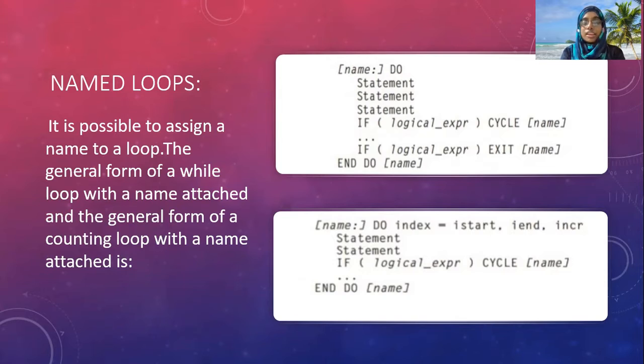First rule, a name may be up to 63 alphanumeric characters long, beginning with a letter, not a number. Second rule, unlike human names, the name of a loop must be unique. Third rule, the names are optional for cycle and exit statements, but if used, they must be the same as the loop statement, just like people's family names are.